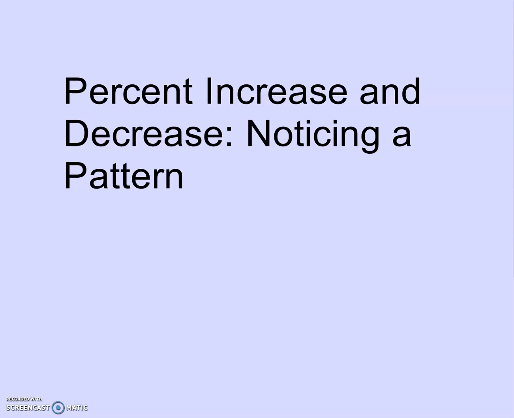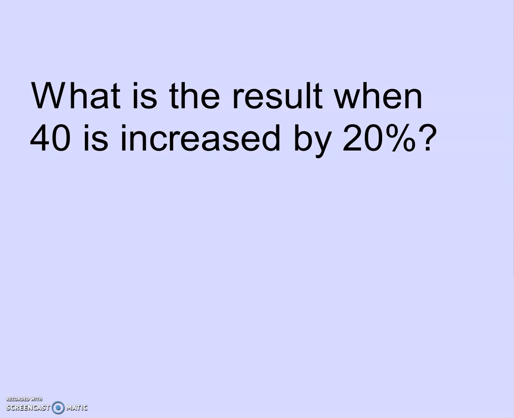So here we go. I want to look at this question here. What is the result when 40 is increased by 20%? And maybe it's a $40 jacket they've marked the price up 20% so they can make a profit. What you would do is this. You'd calculate 20% of 40, because this $40 has been increased by 20%, and then you would make sure you added that on to 40. So what I've got here is 40 plus 20% of 40.